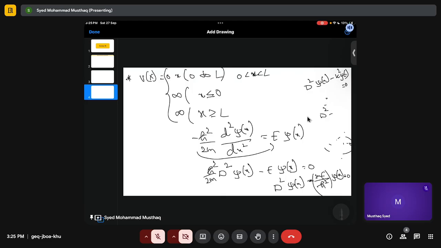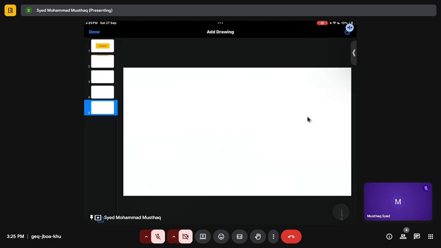So d squared minus k squared equals 0. Then I have d plus k and d minus k. For that you will directly have a solution. You do not need to think too much here. These are direct differential equation solvers. So this will be A e to the power i kx. That's it.